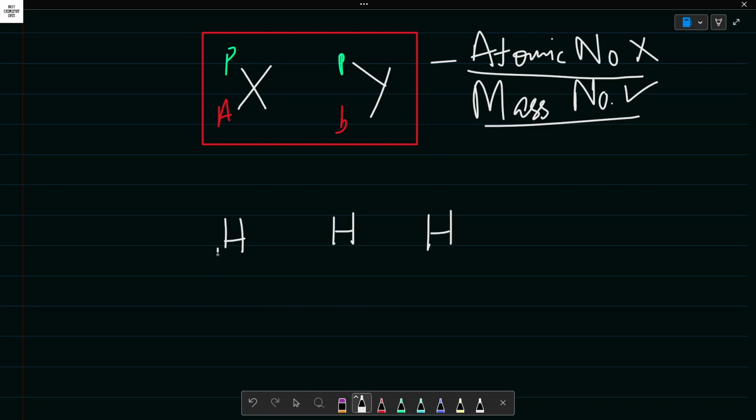The atomic number of hydrogen is 1, so we'll be writing 1 in the subscript of each of these representations. But what you see is that the mass number of protium is 1. On the other hand, the second isotope of hydrogen has mass number 2, which is deuterium, and the third isotope of hydrogen has mass number 3, which is called tritium. So these are the three isotopes of hydrogen. What happens here is that the atomic number is the same, 1, 1 and 1, but the mass number is different: 1, 2 and 3. So these are isotopes of H.